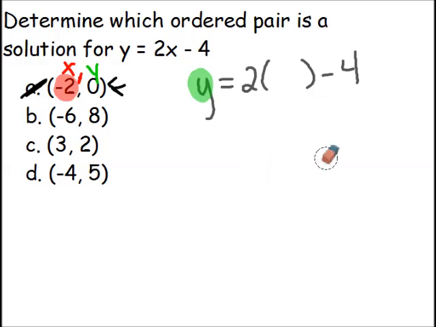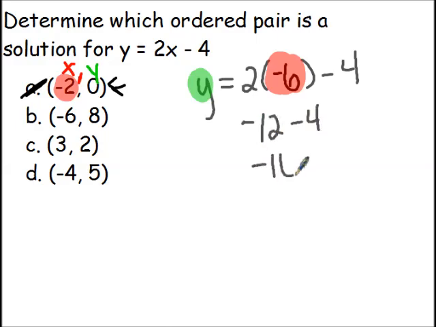Let's try the next one. Here we'll put in a -6 for the x value. And determine if it is true. 2 times -6. A positive times a negative is a negative. 2 times 6 is 12. -12 minus 4 is -16. We were not supposed to get -16 for y. We should have gotten an 8 if answer choice B was correct, and therefore answer choice B is not correct.